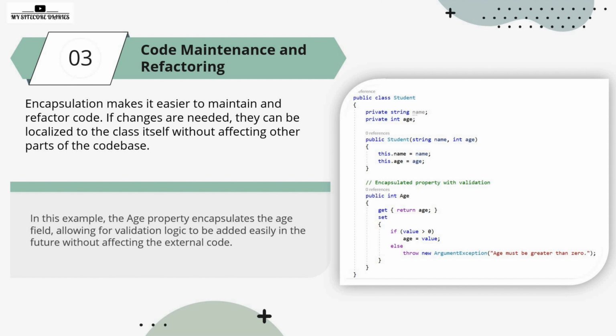So these are the three reasons why encapsulation is important. One is data hiding, second is the implementation flexibility, and third is code maintenance and refactoring. These are the three things for which you need encapsulation. So we are done for today. Today's topic, we have seen what is encapsulation and how you can apply encapsulation using the access modifiers in C#.